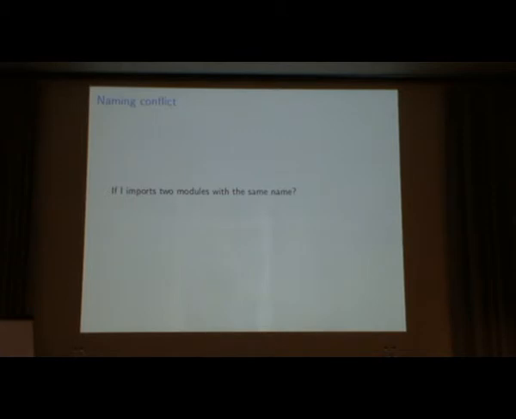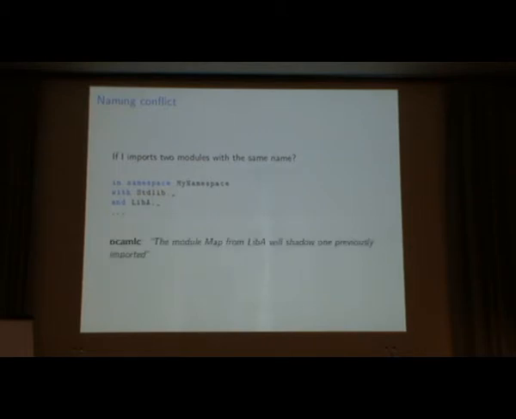But what happens if I import two modules of the same name in the environment? Here, if the stdlib has been written using namespaces, I import all the modules, and I also import all the modules from lib_a. The compiler just warns me that the module Map from lib_a that I just imported will shadow one that I already imported in the environment. It works, but as I said, we don't really recommend it in OCaml.